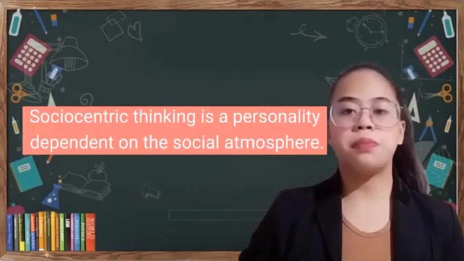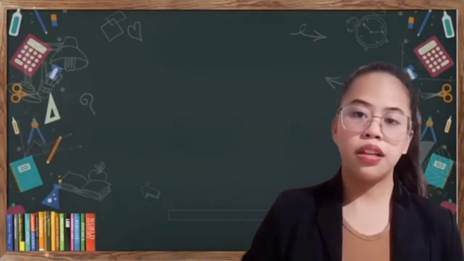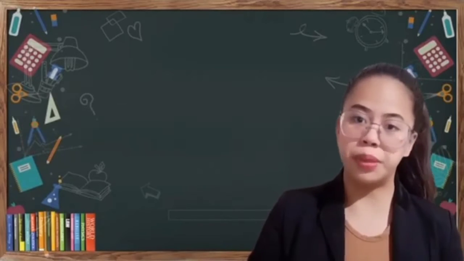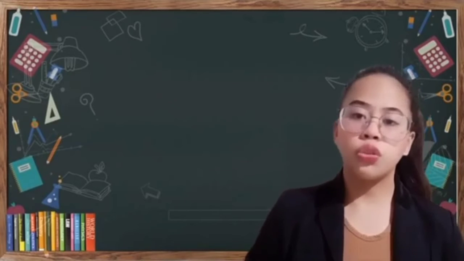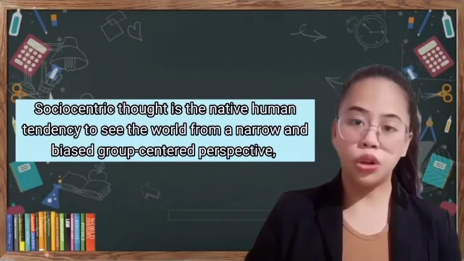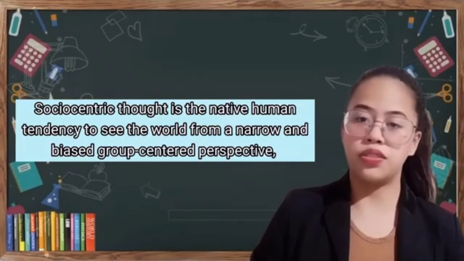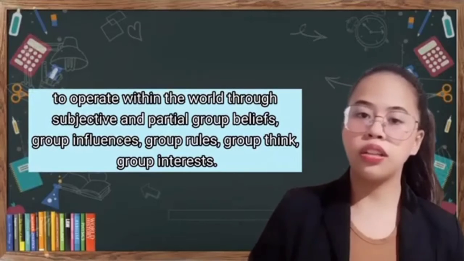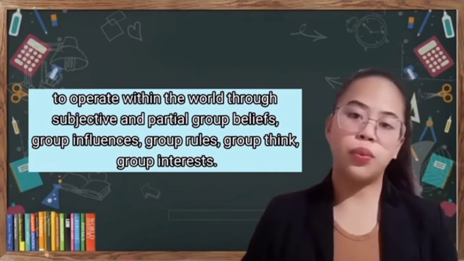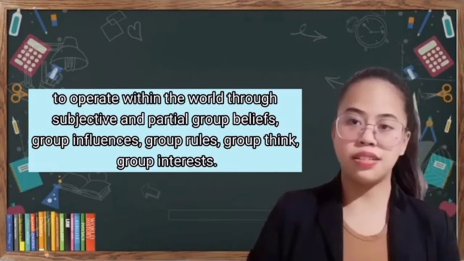Whereas sociocentric thinking is a personality dependent on the social atmosphere. An example is the person that acts differently around different groups of people. In addition, sociocentric thought is the native human tendency to see the world from a narrow and biased group-centered perspective, to operate within the world through subjective and partial group beliefs, group influences, group rules, groupthink, and group interests.